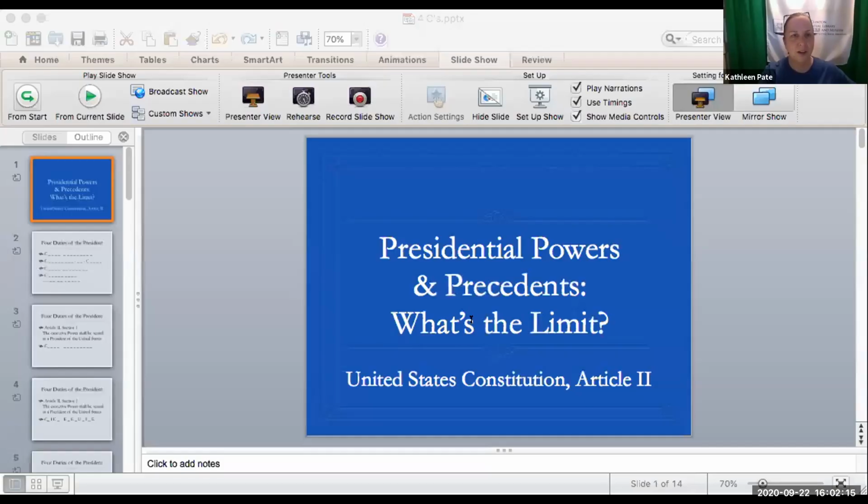So today's session is about presidential powers and precedents: what's the limit? We're going to open with just a quick exercise. It is going to be a little bit like Wheel of Fortune. I'm going to give you some puzzles, and we're going to try and solve them together. And the quicker that we solve them, the quicker that we go on to the new content.